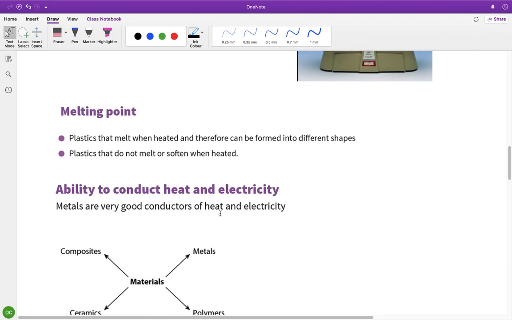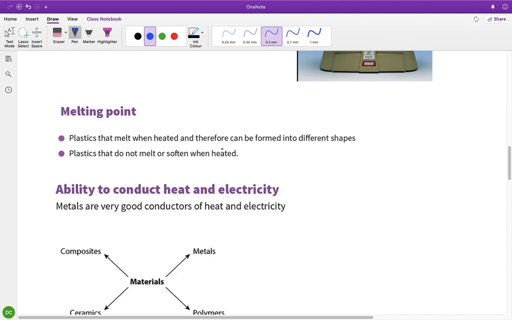And then the ability to conduct heat and electricity. I suppose this works two ways. In some cases, like the frying pan I was talking about earlier, you want it to conduct heat, or if you're trying to make a wire, you want it to conduct electricity. So metals are really good for that.